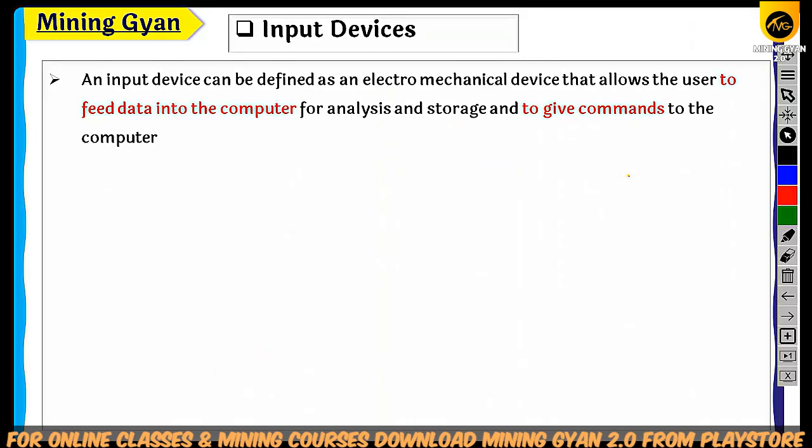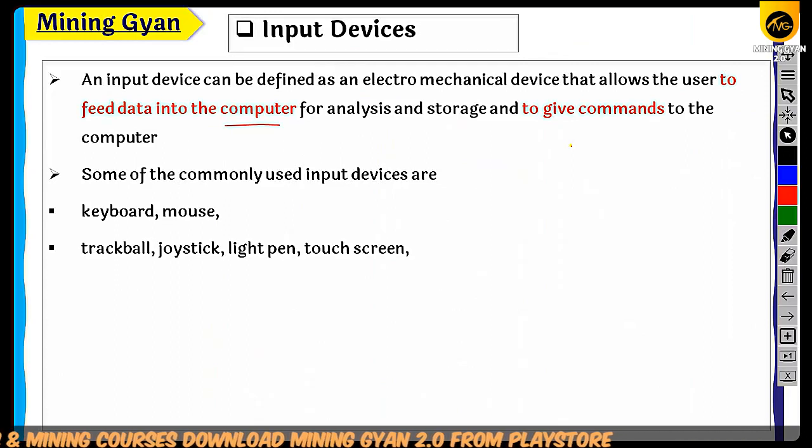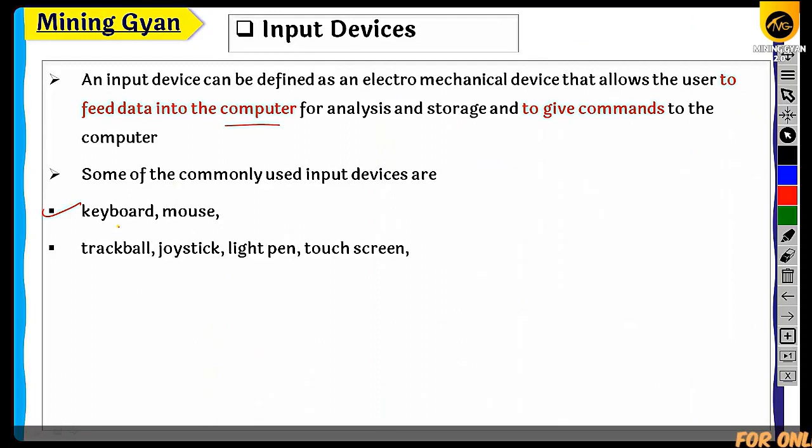The input devices are the most important hardware of the computer. An input device can be defined as an electromechanical device that allows the user to feed data into the computer for analysis and storage, and to give commands to the computer. Some commonly used input devices are keyboard, mouse, trackball, joystick. In exams, the basic questions are: this device is which type of device, input or output? So always remember which are the input devices and which are the output devices.